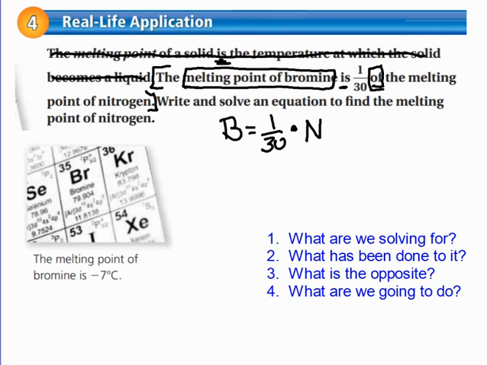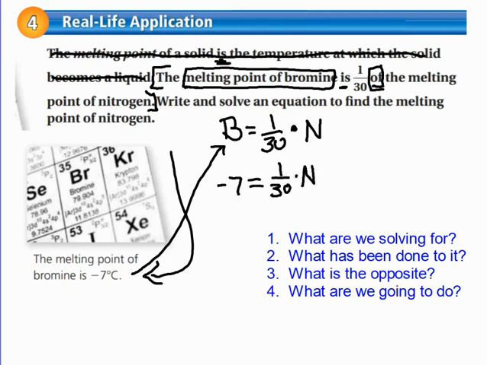Write and solve the equation to find the melting point of nitrogen. And you say, well, I don't know anything here. You have to look at this little picture down here, and you'll see it says the melting point of bromine is -7. So right here for the B goes -7. -7 equals 1/30 times N.